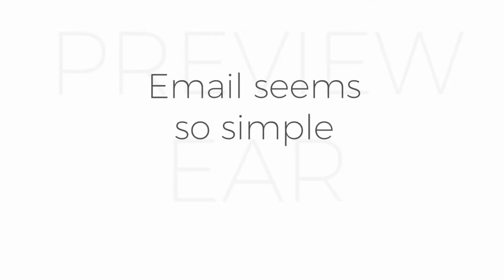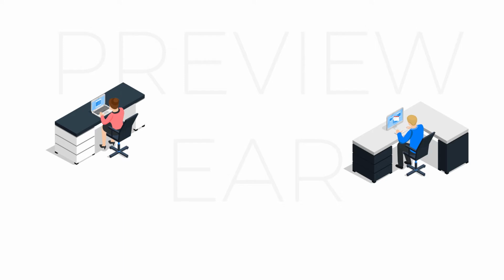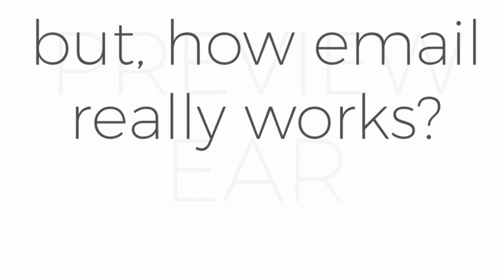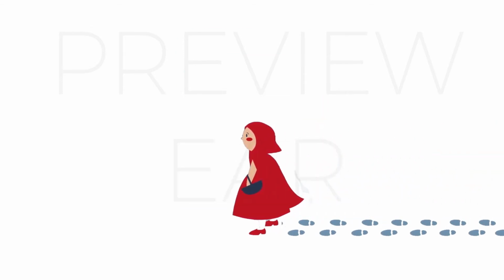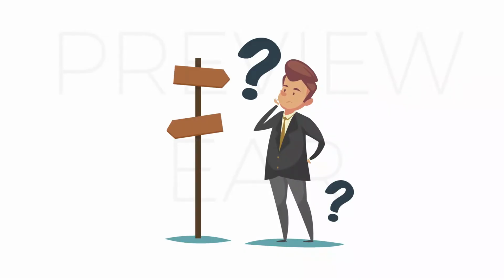Email seems so simple. You set the email address of the person to whom you want to send the email, compose your message, and click send. All done. But how does email really work? In reality, sending your message off into the network cloud is a bit like sending Little Red Riding Hood into the deep dark woods. You never know what might happen.